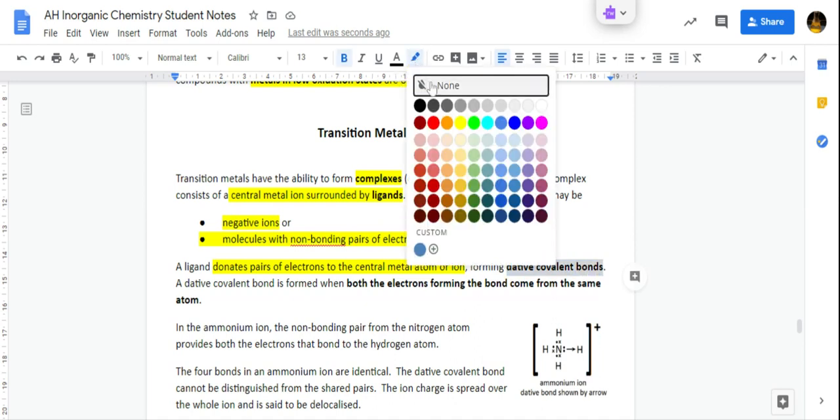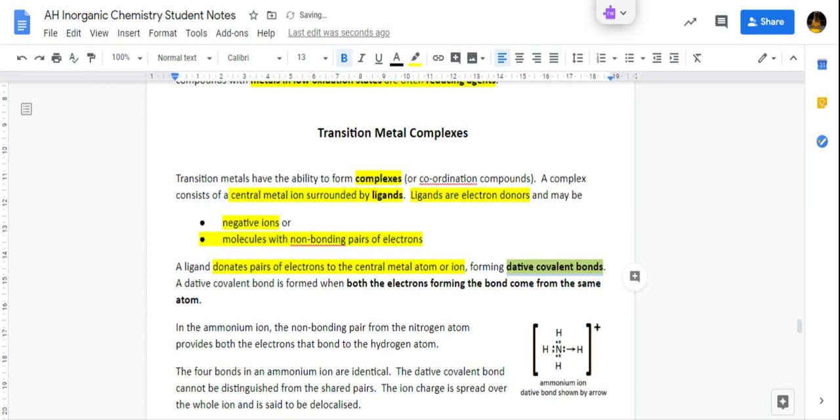Now a dative covalent bond is one where both of the electrons in the bond come from the same atom. So instead of a normal covalent bond where one atom donates one electron, another one shares another electron, both of the electrons for the bond come from the same atom. That's a dative covalent bond.